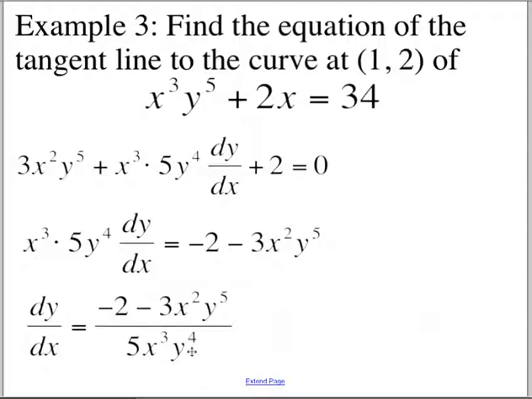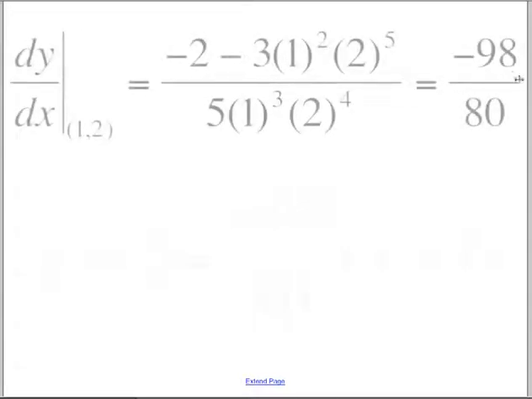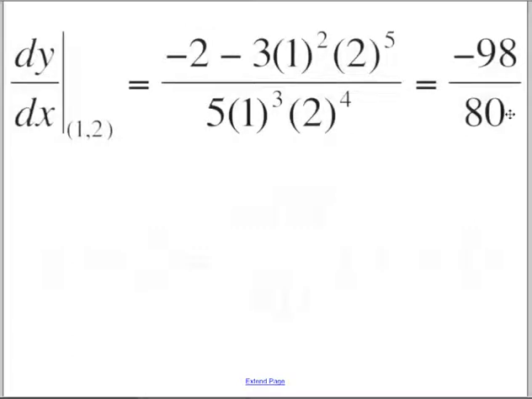I'm not just plugging in my x equals, I'm also plugging in my y equals. This is the notation for it: dy/dx with a vertical bar and a coordinate in the bottom right. That just illustrates that we're evaluating the derivative at the point (1, 2). So I'm going to plug in my 1's for x's and my 2's for the y's, and solve that. That gets me the slope of the tangent line, which is negative 98 over 80. You could reduce that down, or you could just leave it.